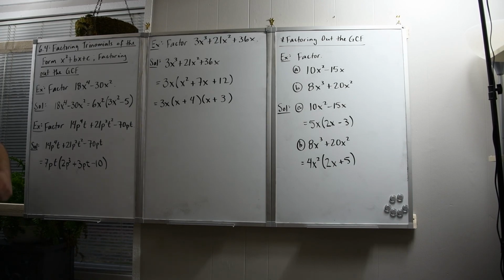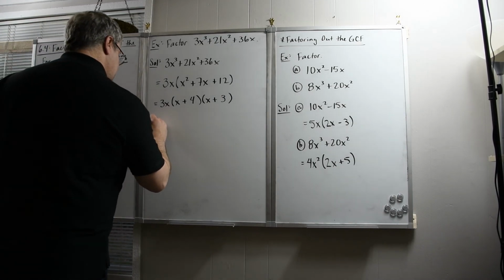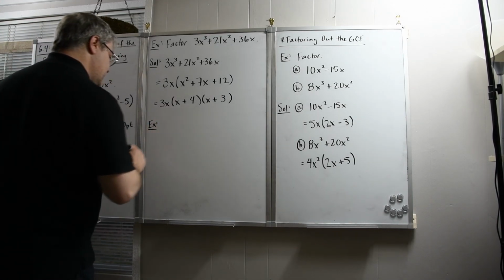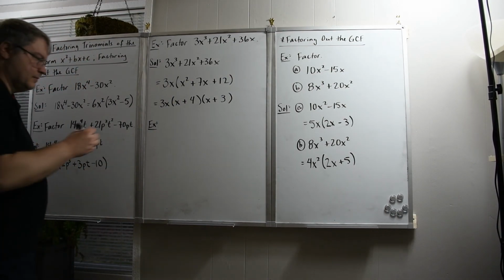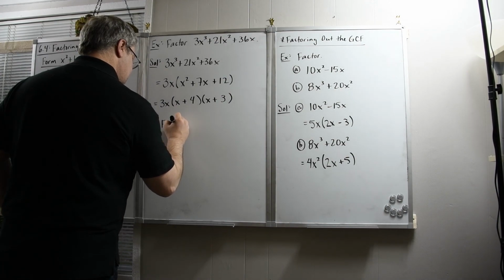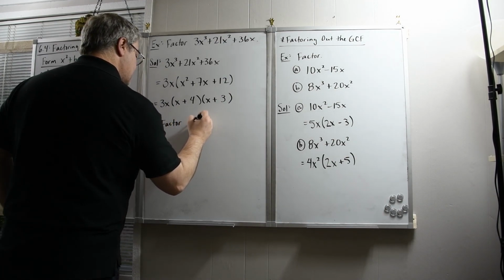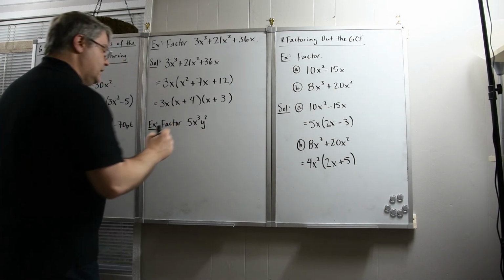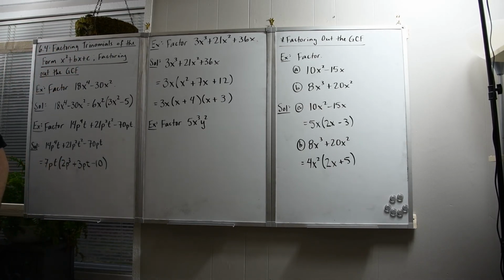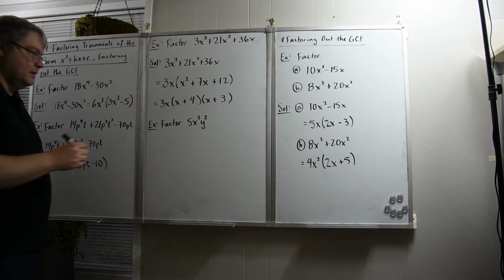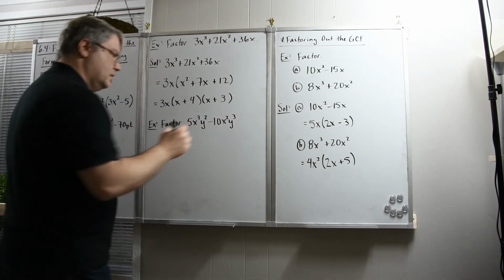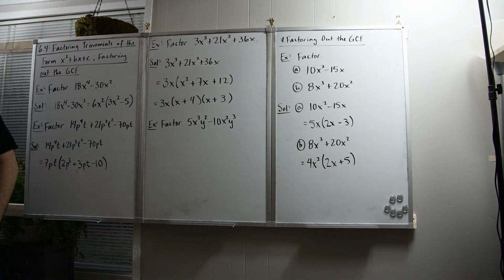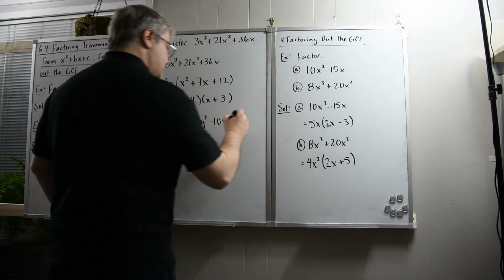Now, let's see another example. And in this one, we'll factor 5x cubed y squared minus 10x squared y cubed minus 40xy to the fourth.